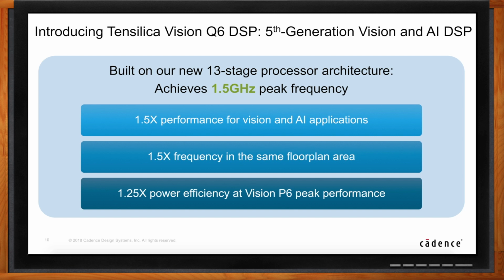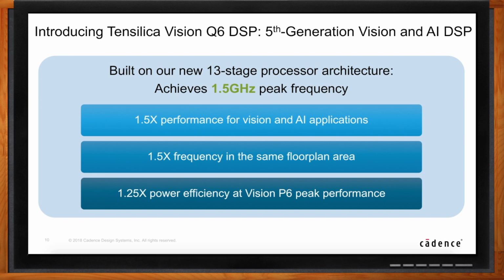When I quoted the frequency of 1.5 gigahertz, and also when I talk about the power in a second, we are talking about 16 nanometer process technology. I talked about 1.5x frequency in the same floor plan area compared to our Vision P6 product. And the most important one is the 1.25x power efficiency at Vision P6 peak performance. As we've been talking about this target market, the power is very key. As we start increasing the performance, we have to make sure that we don't increase the power. And with Vision Q6, we are able to make sure that the power consumption does not go high at the peak performance that our customers are looking for.